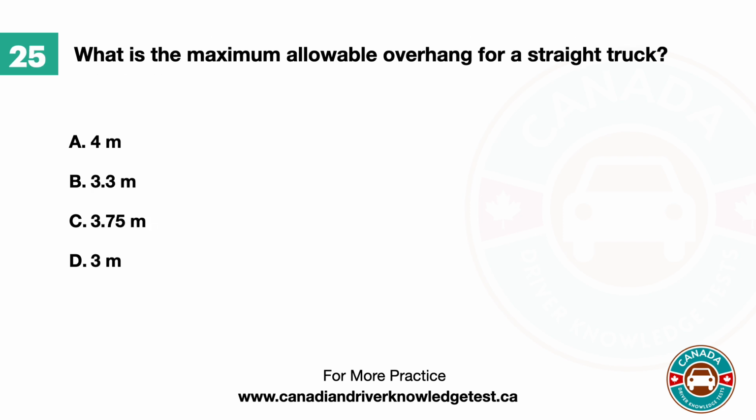Question 25. What is the maximum allowable overhang for a straight truck? A. 4 m, B. 3.3 m, C. 3.75 m, D. 3 m. The answer is A. 4 m.